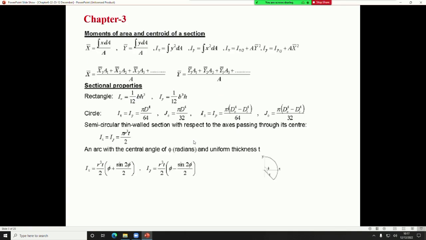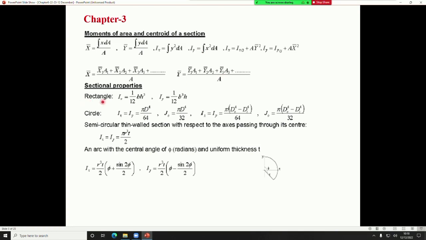Now, chapter 3, we mostly focused on moments of area: first moment of area, second moment of area, and polar second moment of area. So these are the equations you have. These are just general equations for finding the position of the center of gravity or centroid of a section, second moments of area, and the parallel axis theorem. And these are for composite sections.